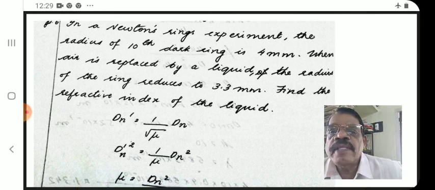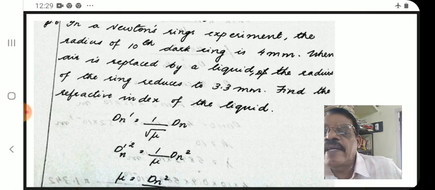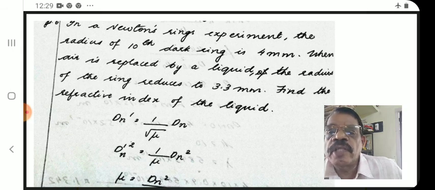In the Newton's rings experiment, the radius of the 10th dark ring is 4 millimeter. When air is replaced by a liquid, the radius of the ring reduces to 3.3 millimeter. Find the refractive index of the liquid.